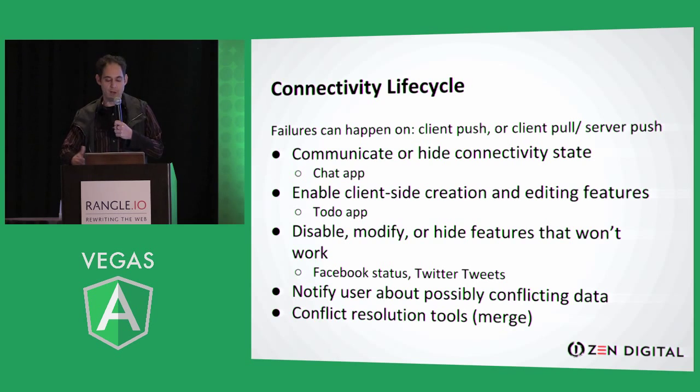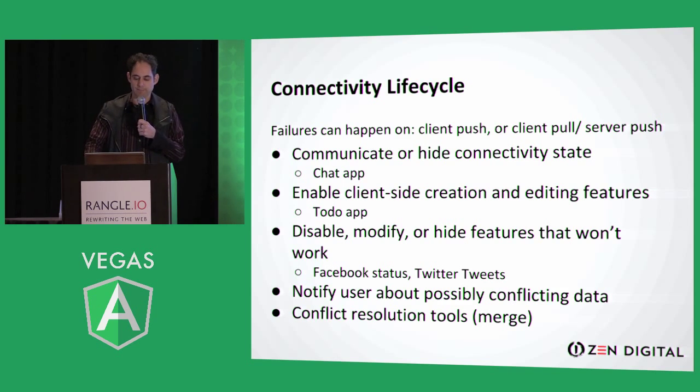And we need to disable, modify, or hide features that just won't work. So Facebook, for instance, will not let you do a status update when you're offline, but still will show you the most recent status. Twitter tweets are similar like that. You need to notify the user about possible conflicting data, and once again, we need to have some sort of merge or conflict resolution tools.